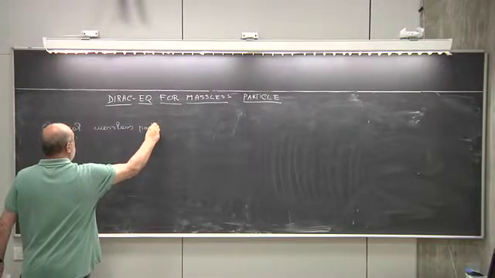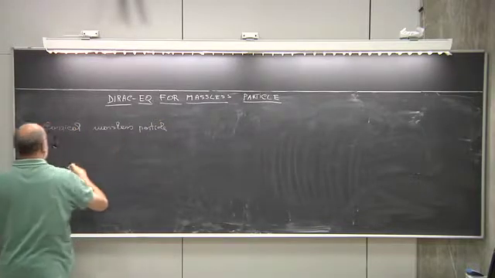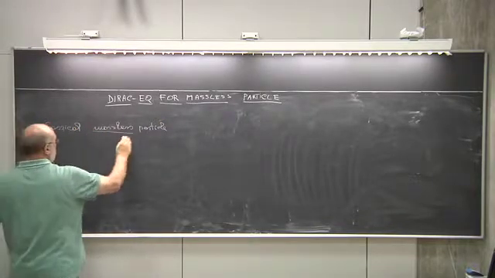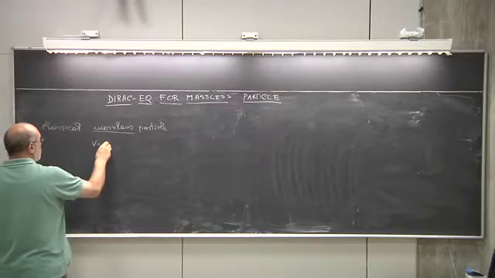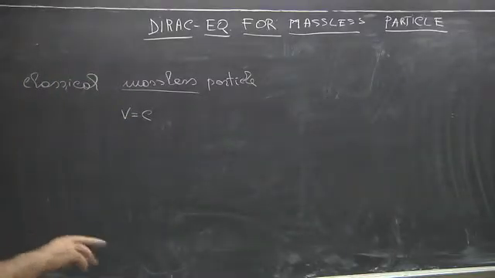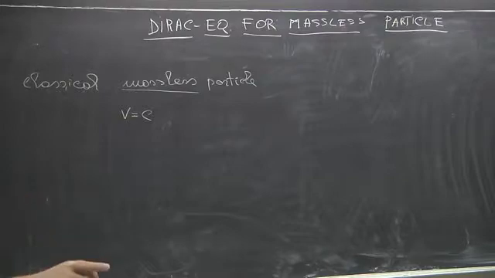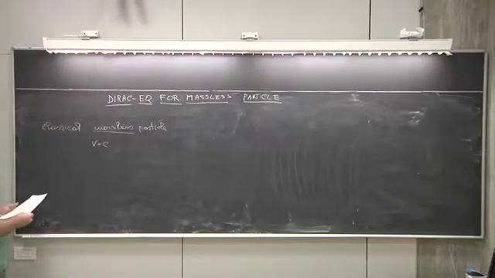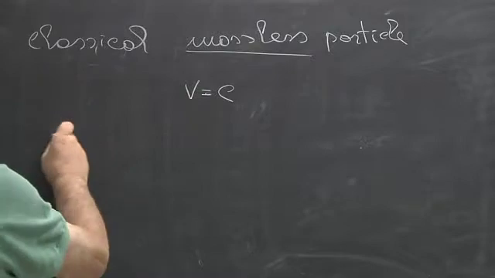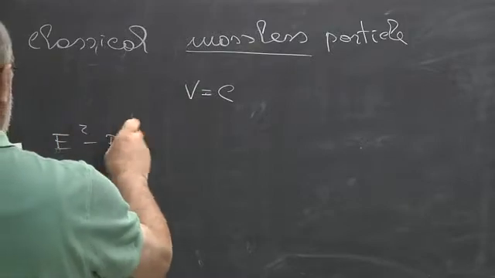Now, one thing that you should know is that a classical massless particle has velocity c. That means like a photon. The only particle that they know has no mass is the photon, okay? And its velocity is c. How do you get that the velocity is c? Well, let's take the mass-energy relation.